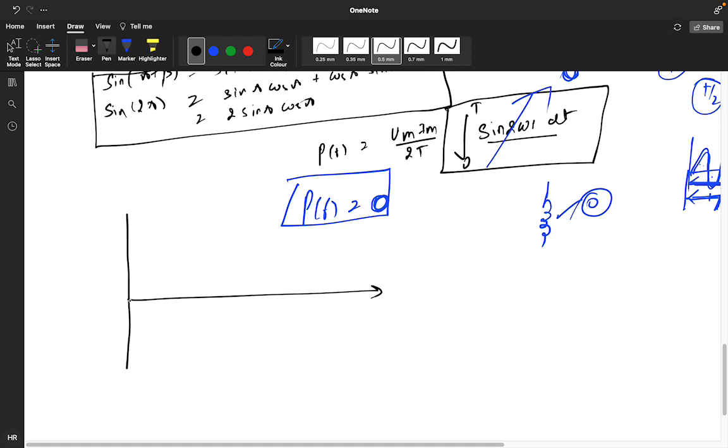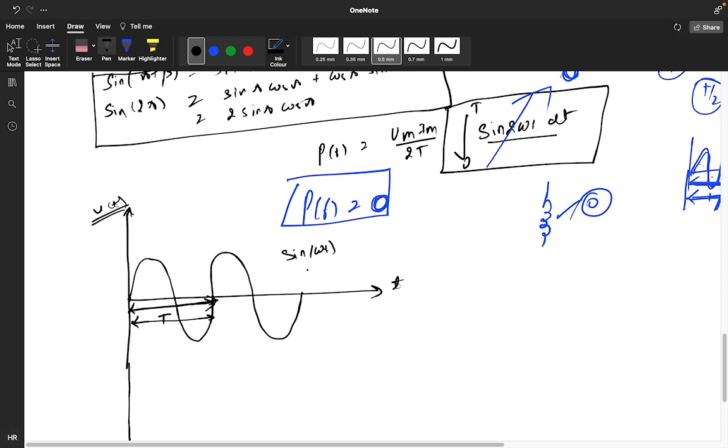See, according to the question, you have a sine graph like this. Sine omega t graph I am taking. This is t. This is some particular v of t I am taking. So it was like this. So this is the total time period for this. But in a power, what we got? In a power, we got sine 2 omega t.